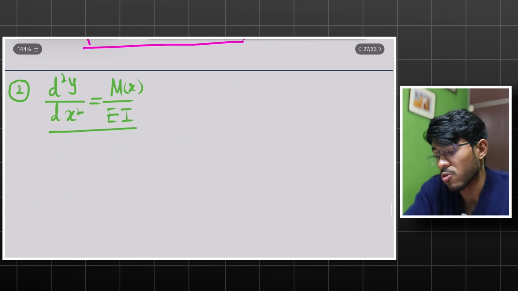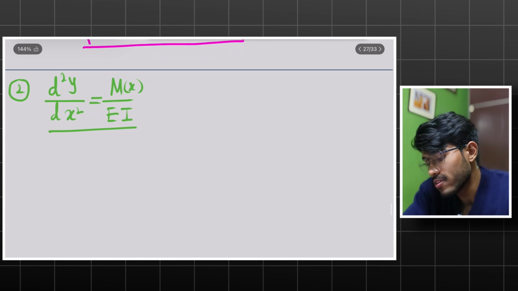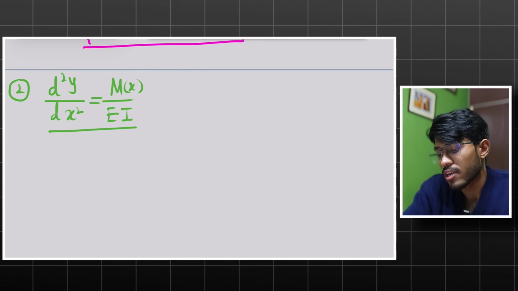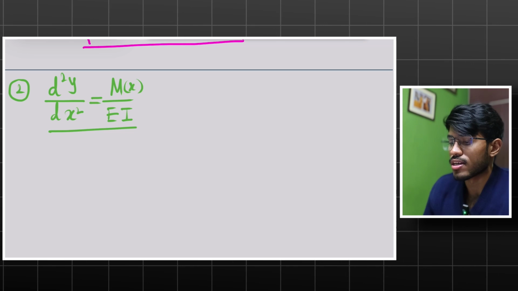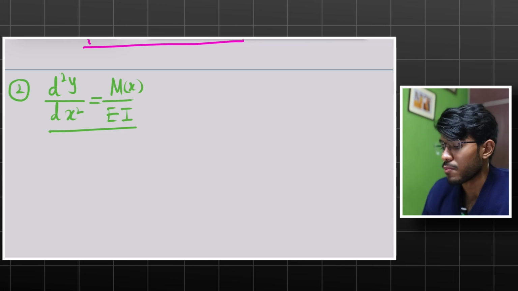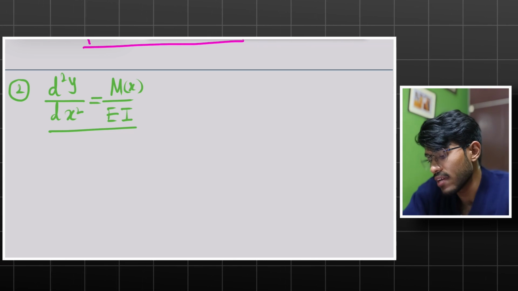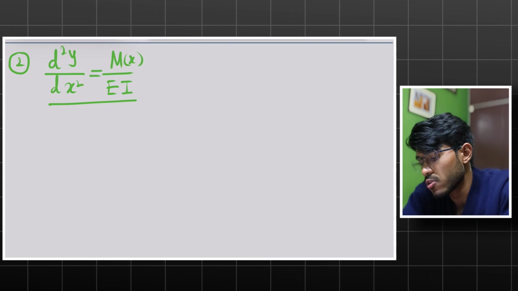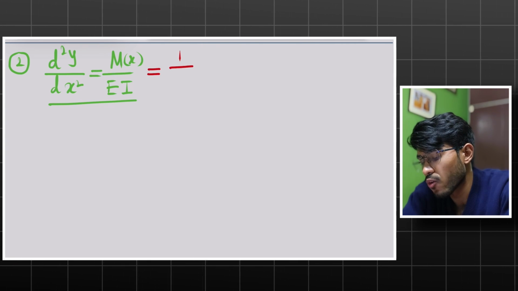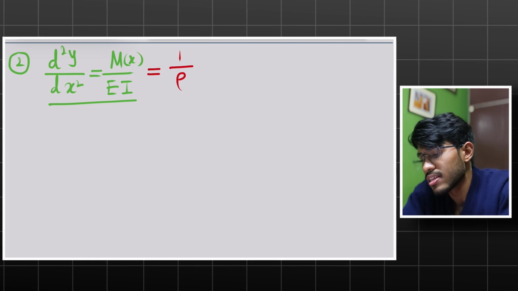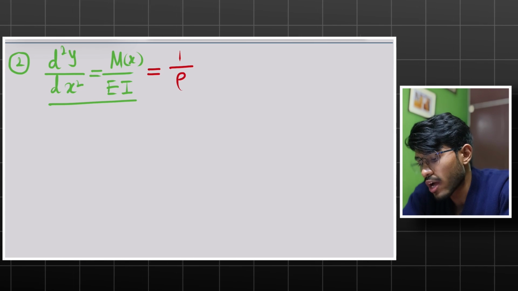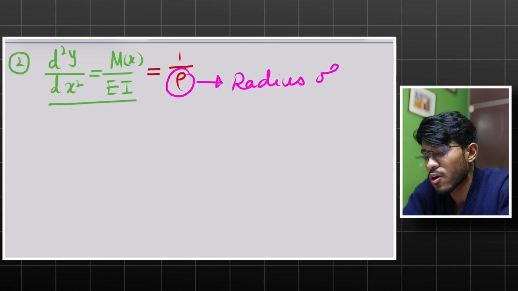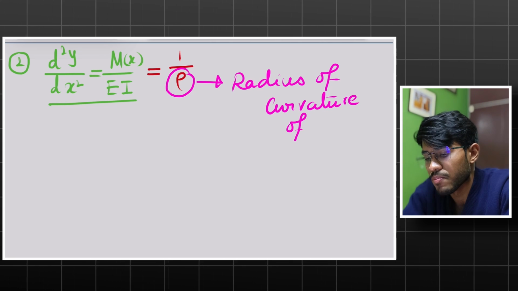Now let us go to this one. This is very interesting. Now I will answer why that will be a circle. I will prove it mathematically. If you already know the derivation, then I should tell you that this is equal to 1 by rho, where this rho is actually the radius of curvature of the beam.